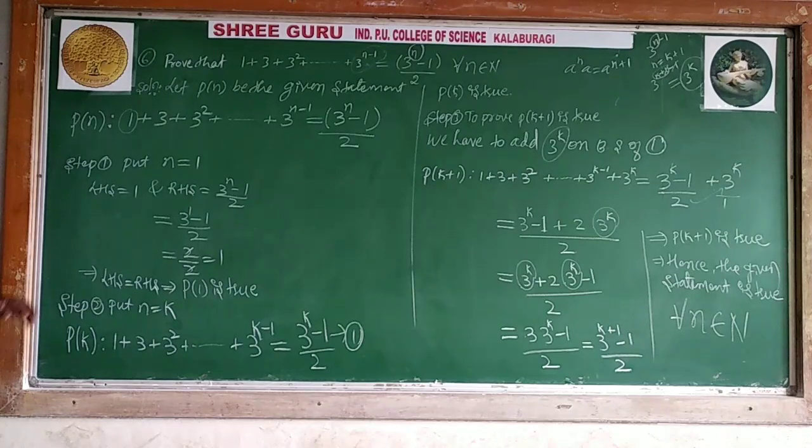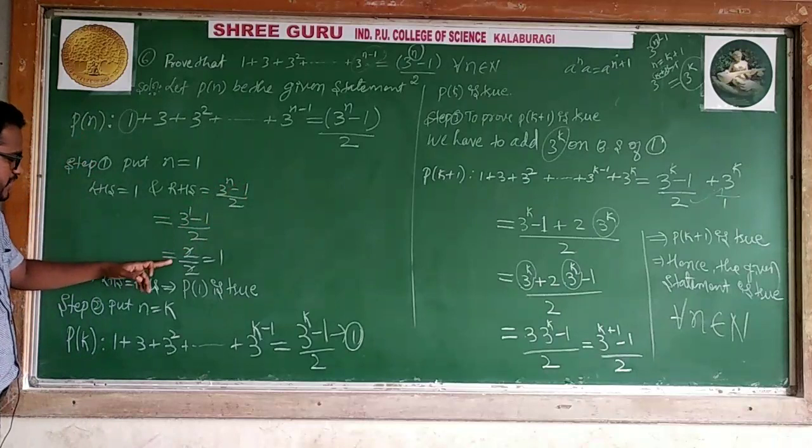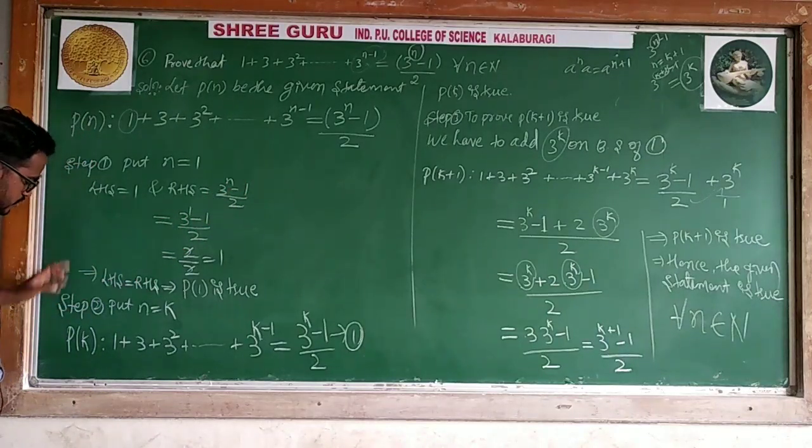Step 1: n is equal to 1, the first term. Substituting n is equal to 1 and simplifying, LHS equals RHS, so P of 1 is true. Then step 2: you can substitute n is equal to k. Wherever n is there you can replace it with k. After simplification you will get the same as the given problem, only n is k. So that is also true.